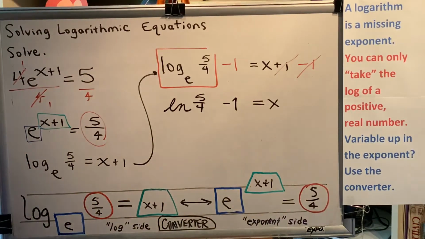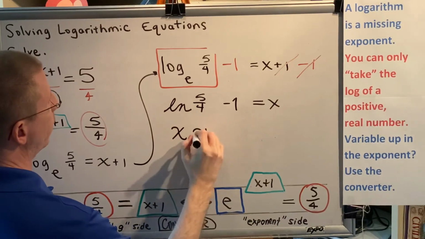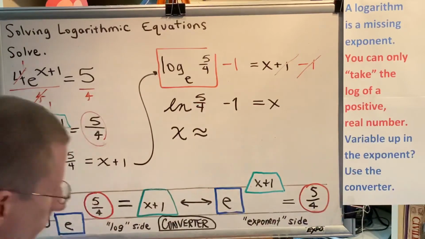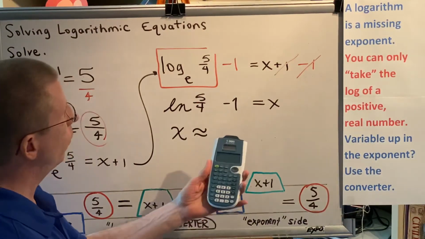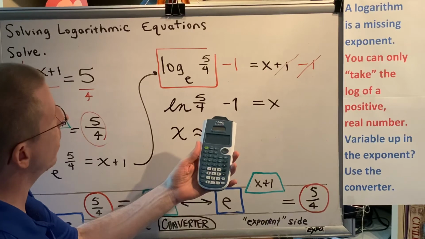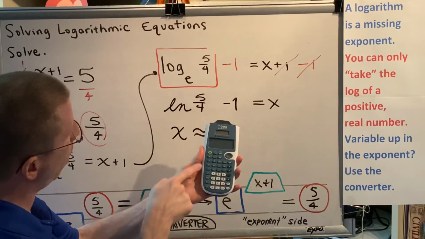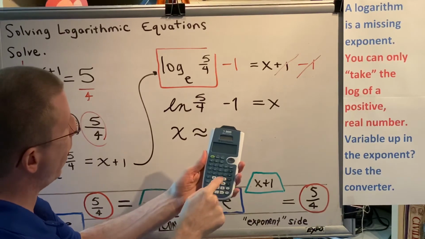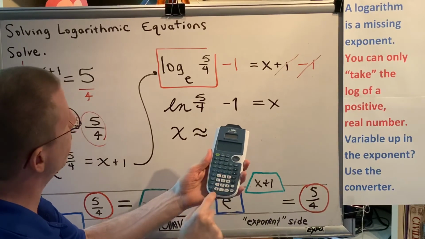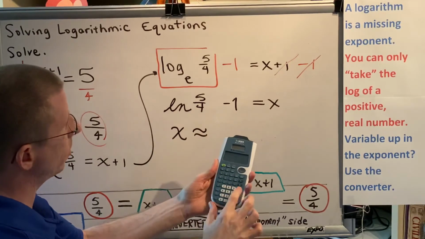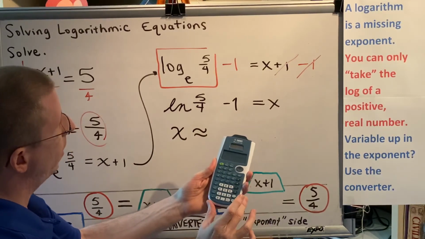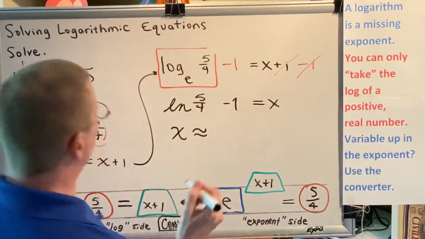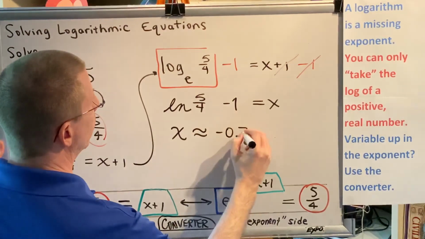We can even get a decimal approximation for this value using our calculators. So, the natural log button on this calculator, the TI-30XS Multiview, is in the far left column, third button down. So I'll hit the LN button, then I'll do 5 divided by 4, close parentheses, then I'll put in my subtract 1, enter. And I get negative 0.777, approximately.